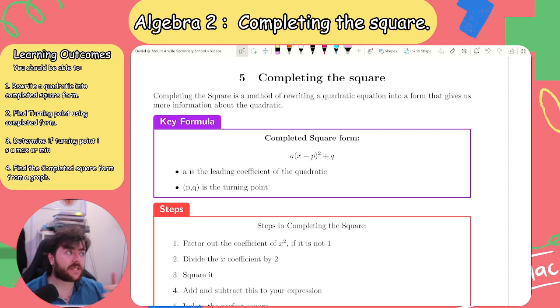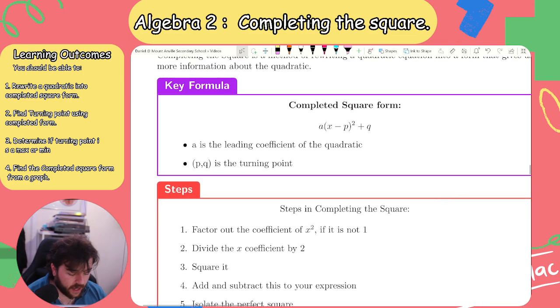And this completed square form can tell us other things about the graph, like its maximum or minimum point. It can help us easily find solutions. It could help us quickly determine the nature of roots, etc. So, completed square form.